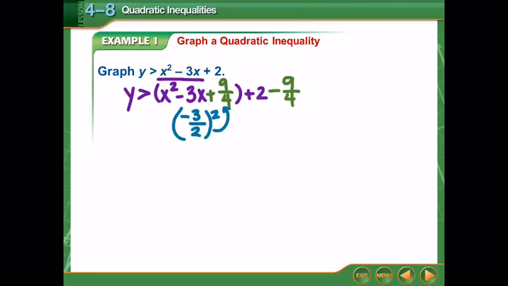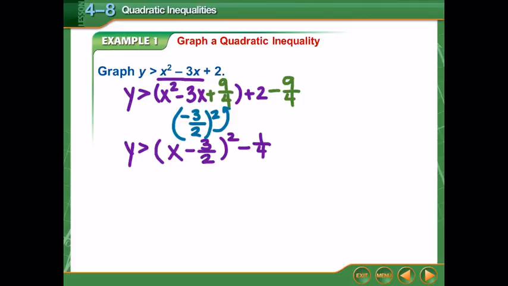Okay, so I'm going to go back and write y is greater than. We're still ignoring that for right now. We're going to write what's in parentheses as a perfect square. So it's going to be your variable and the number before I squared it. Before I squared it, it was minus 3 over 2. So x minus 3 over 2 all squared. Then at the end, we have the 2 minus 9/4. On your calculator, you can do 2 minus 9/4 and then change that back to a fraction by hitting math, enter, enter. And you're going to get that this simplifies to minus 1/4.